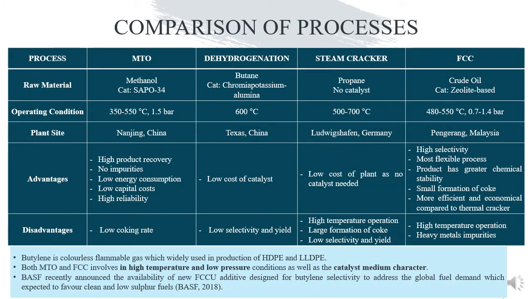Okay, so among these four processes, currently the MTO and FCC processes are commonly used in industry due to their advantages. Both of these processes involve high temperature and low pressure conditions, and they use the same catalyst. Additionally, BASF recently announced the availability of a new FCCU additive product designed to enhance the production of butylene in order to address the global demand, which is expected to favor clean and low sulfur fuels.